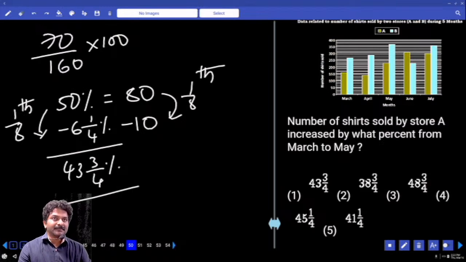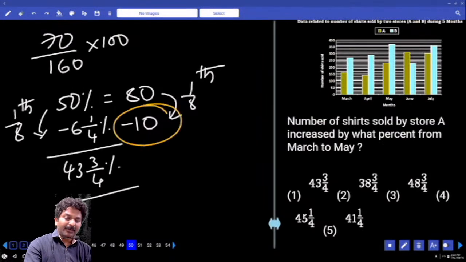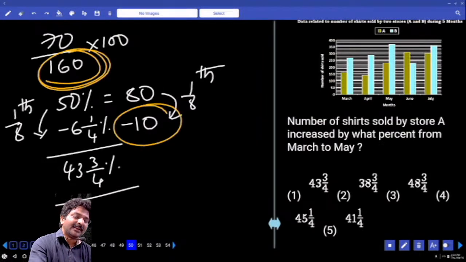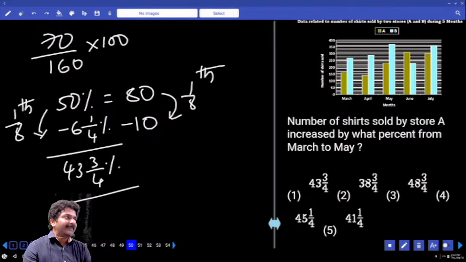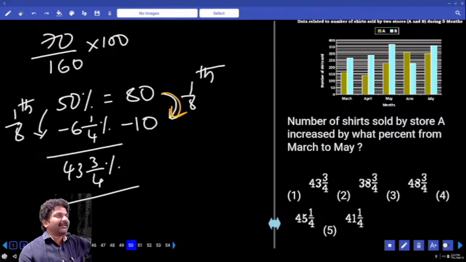Understood? Now this 10, you can go here and calculate as a percentage with respect to the denominator. You can do that. But I already know 80 is equal to 50%. With respect to 80, 10 is clearly 1/8. Easy to calculate. So that is the reason why I am using the previous number only. Okay, now?